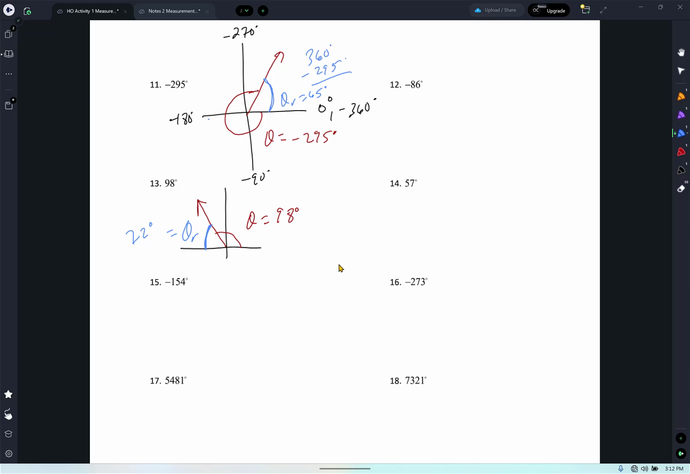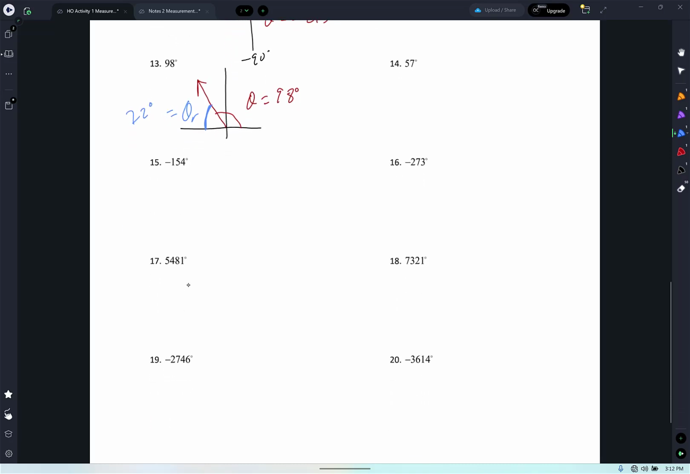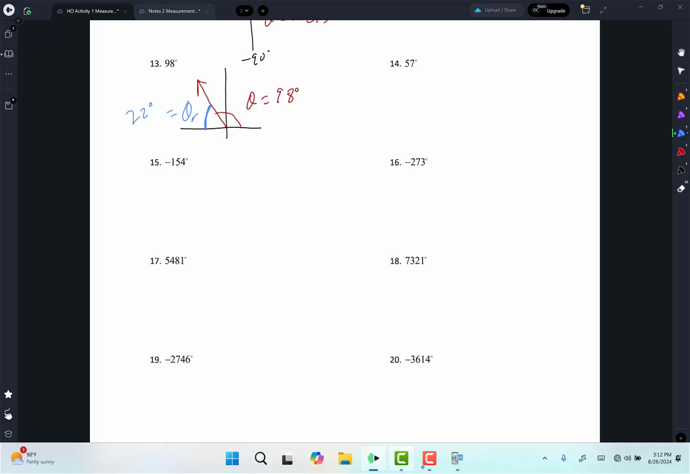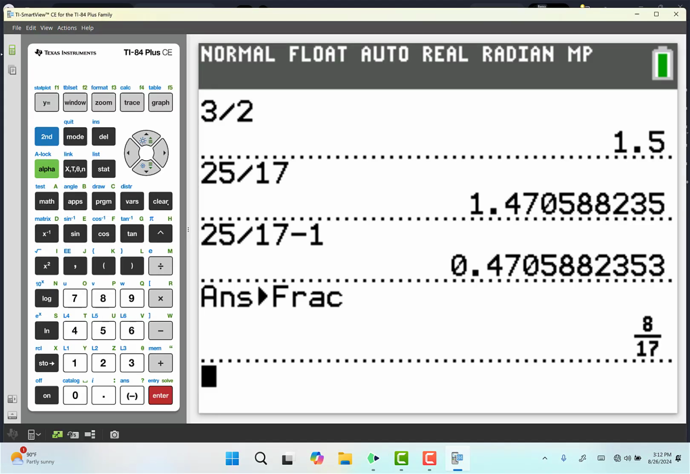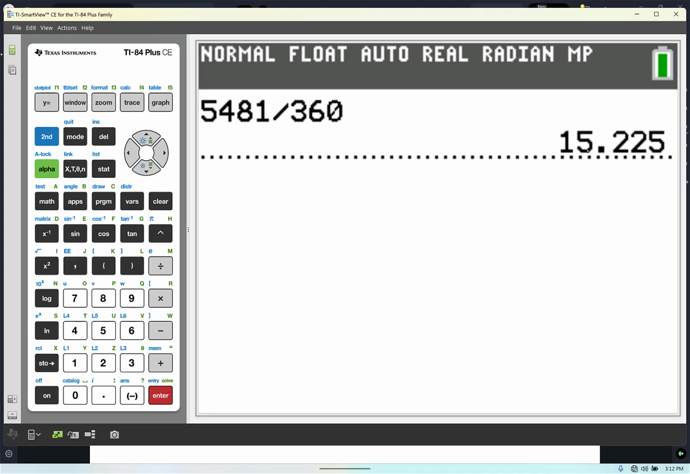All right, last one. I'm going to skip number 15. I'm going to go right to number 17. 5481. What am I going to do with my calculator? I'm going to go 5481 and divide it by 360. I'm going to push enter. And it tells me I do 15 revolutions and 0.225. So it ends at 0.225. So this one, you can just go 0.225. You don't have to add or subtract anything.